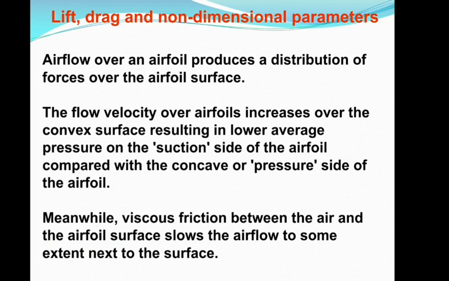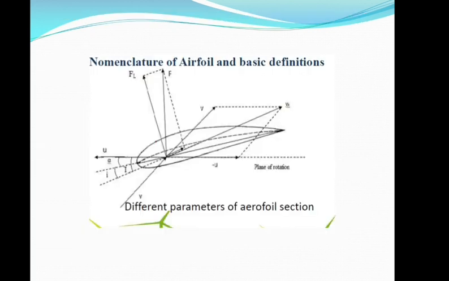Airflow over an airfoil produces a distribution of forces over the airfoil surface. The velocity over the airfoil increases over the convex surface, resulting in lower average pressure on the suction side of the airfoil as compared with the concave or pressure side of the airfoil. Meanwhile, the viscous friction between the air and the airfoil surface slows the airflow to some extent next to the surface.